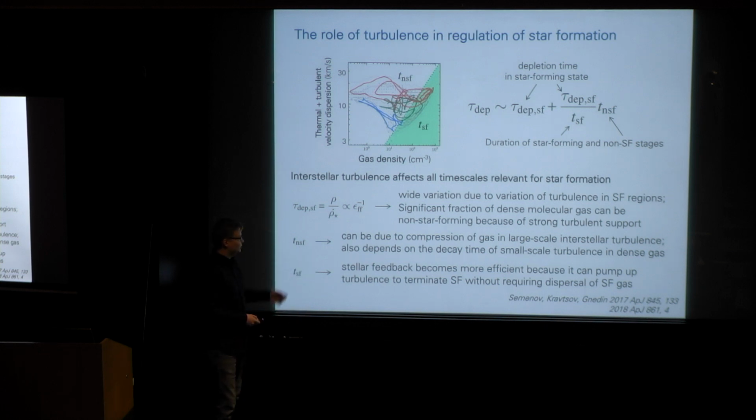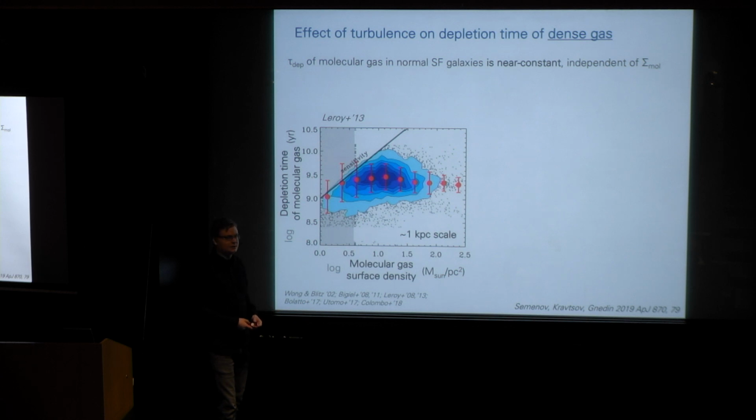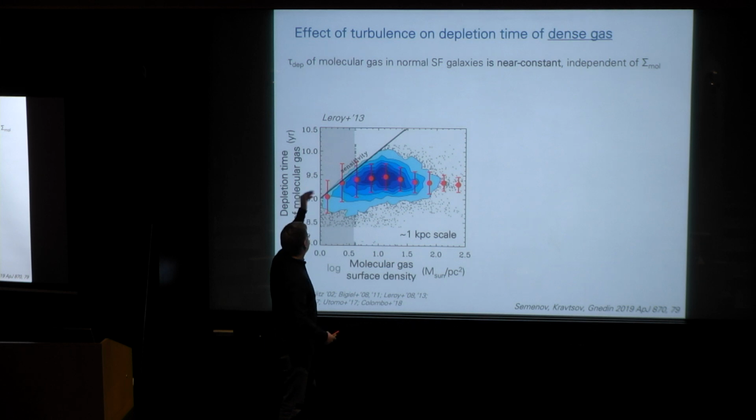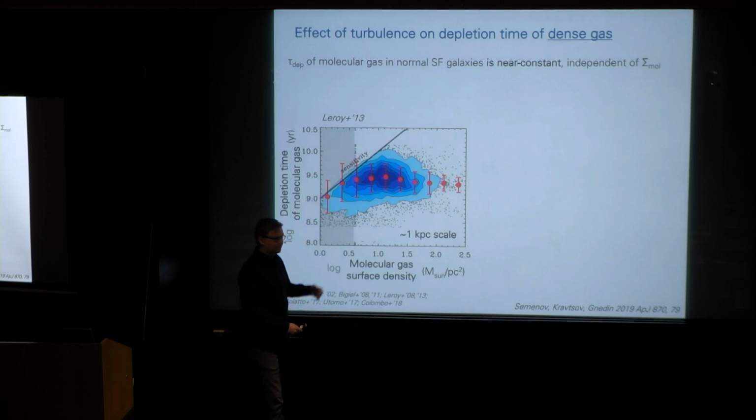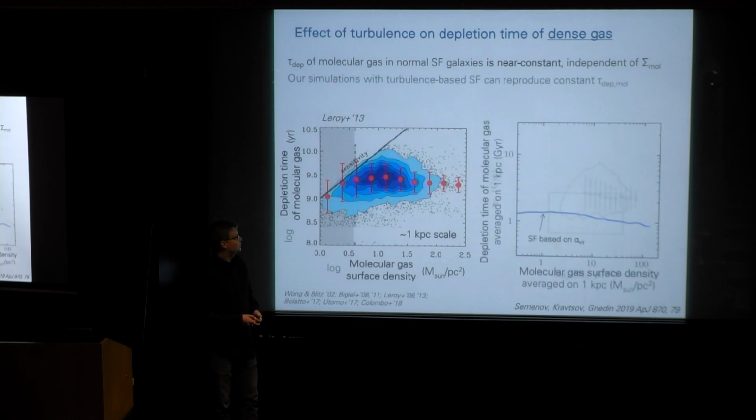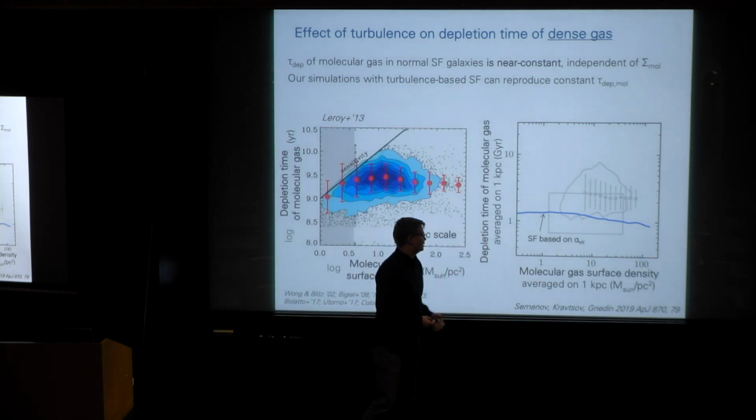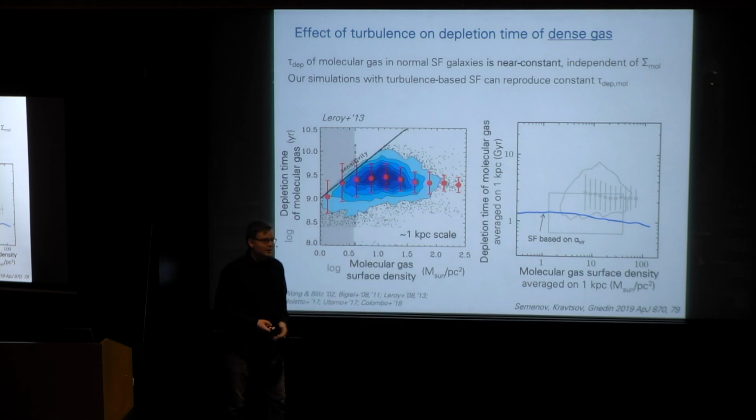An example where these two effects become important is the observed relation between star formation rates and dense and molecular gas. So if we look at large enough patches in nearby observed galaxies, we can see that the depletion time of dense gas is fairly constant, of the order of 2 billion years for molecular gas, and it's independent of how much molecular gas is there in these patches of the ISM. And in the simulations with the turbulent-based star formation, we can get very similar constant depletion time of molecular gas, and we can understand why it's constant.